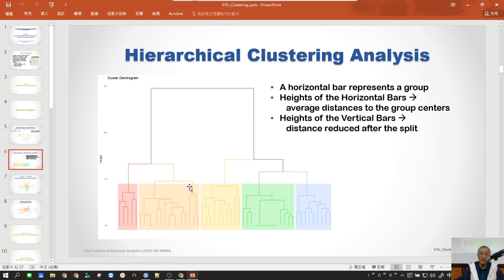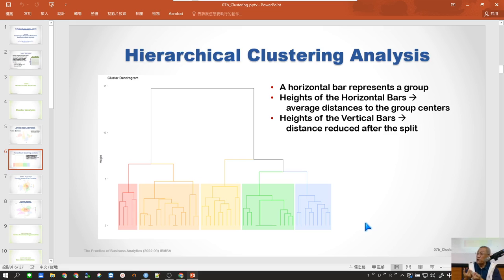The result of hierarchical clustering analysis is like a tree. Then you can determine how many groups you want to keep. If I cut here, I will have two groups. If I cut at this point, I will have three. If I cut at this point, I will have 1, 2, 3, 4, 5 groups. If you cut it higher, you will have fewer groups. If you cut it lower, you have more groups. So after the clustering, you can determine how many groups you want to keep.